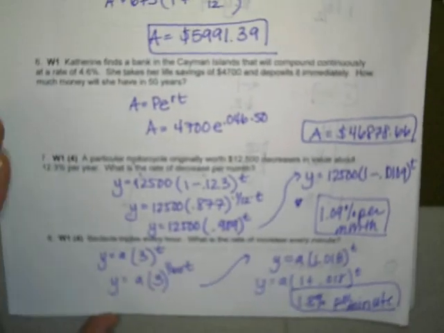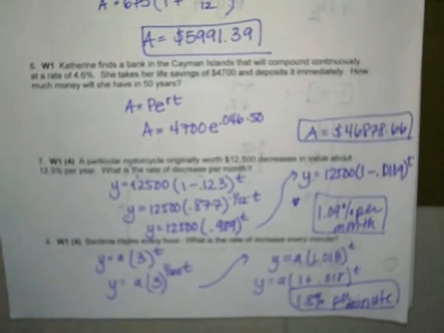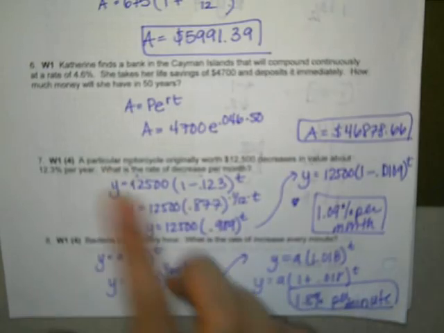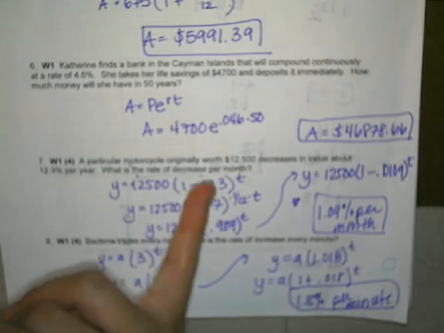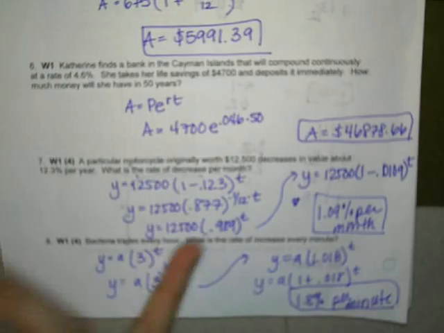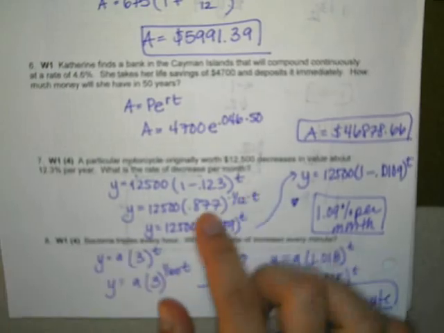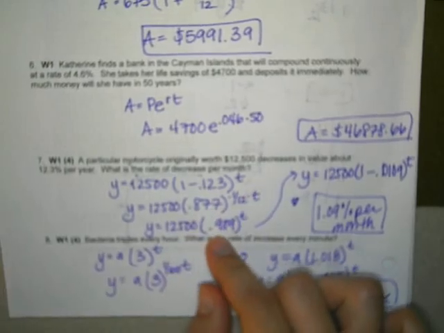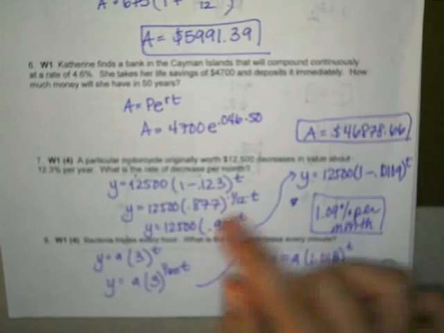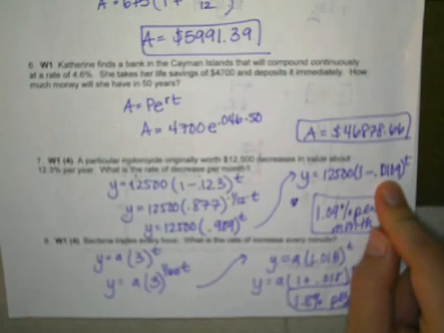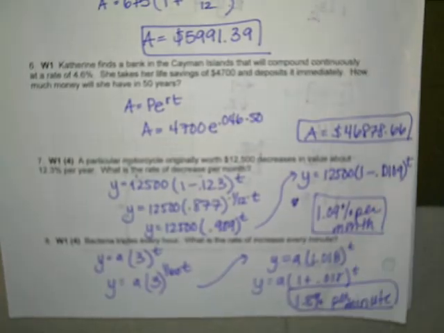And then for 7 and 8, 2 examples in which you're increasing or decreasing in one time frame, and I ask you to rewrite it so it's in another time frame. And when you're decaying, such as this one is, when you rewrite the base, you have to find the rate of decrease. So I usually take that and subtract 1 to get that decimal. And then rewrite it as a percentage.